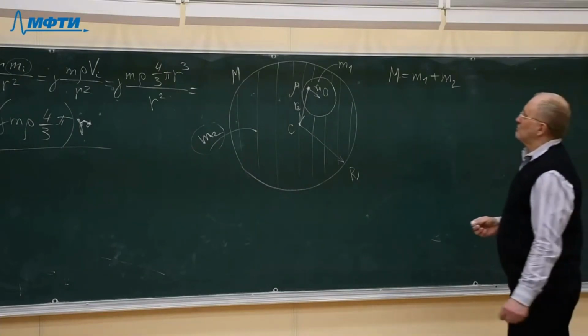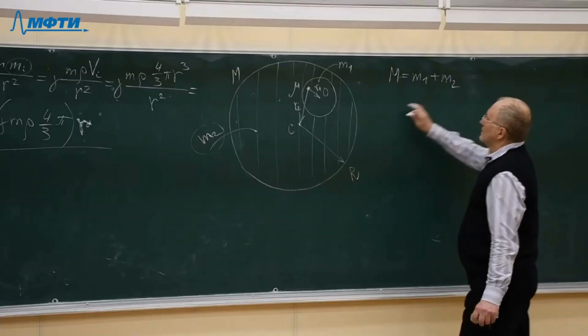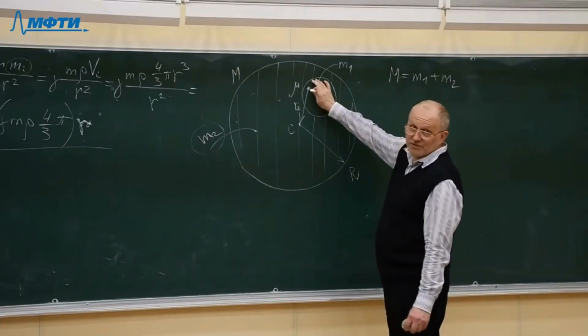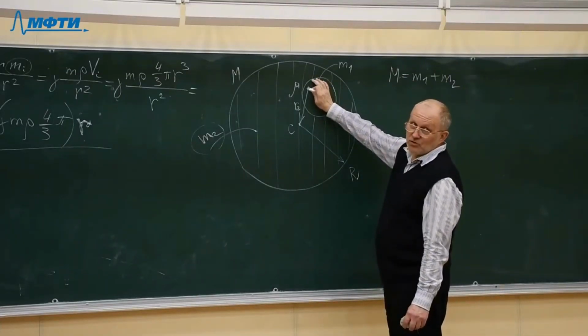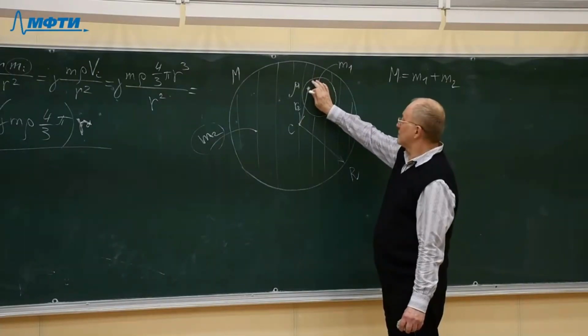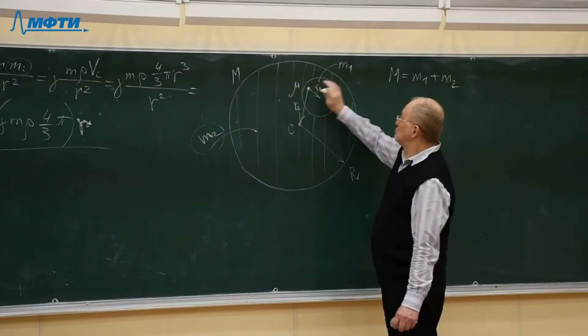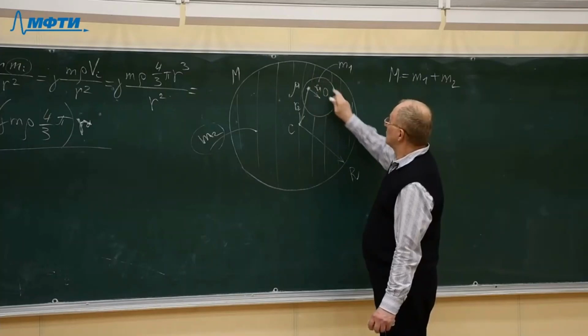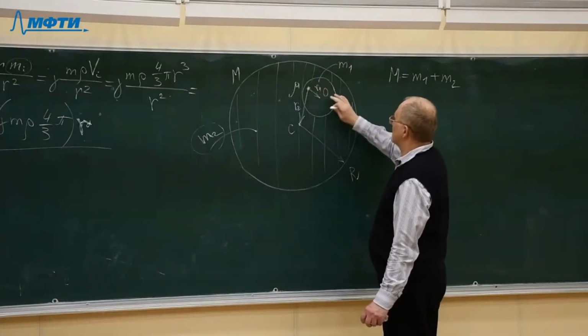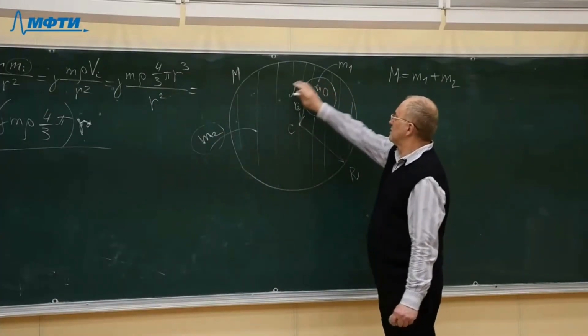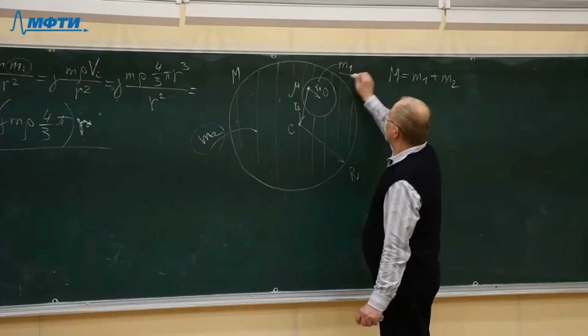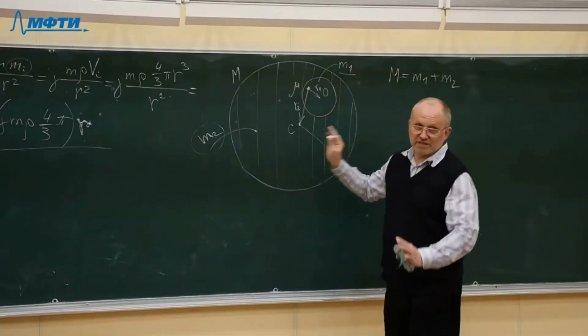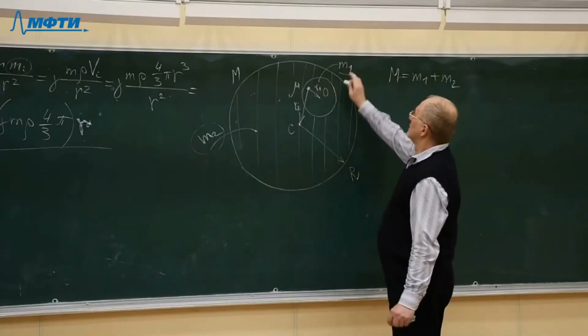First of all, we suppose that nothing was taken away from this region. This is not empty. We forget that this is empty. We assume that this spherical region is filled with matter in the same way as all the other volume. So the mass m is here. We start from this simple case.